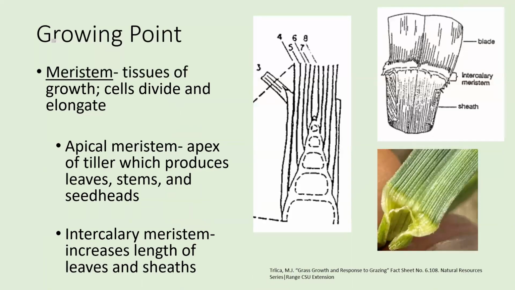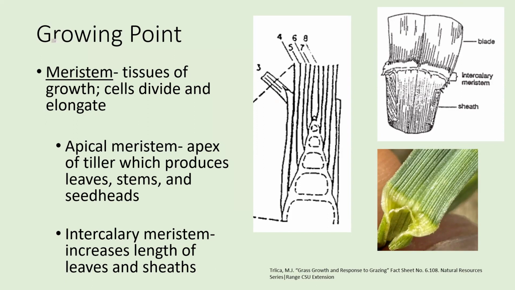So the growing points are the only parts of the grasses where the growth is actually occurring. The correct term is meristem, but we're going to call them growing points today. These are the tissues of growth, where cells divide and/or elongate. The apical meristem is at the apex of the tiller, which produces leaves, stems, and seed heads. And then we have the intercalary meristem, which increases the length of the leaves and sheaths.